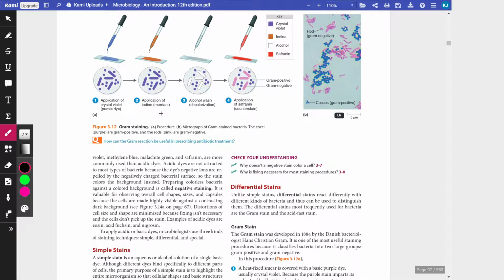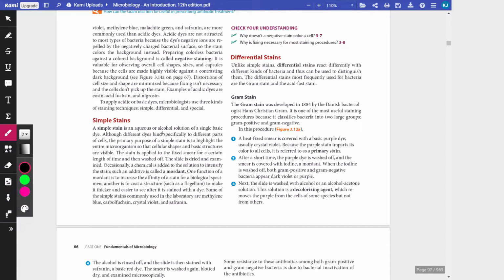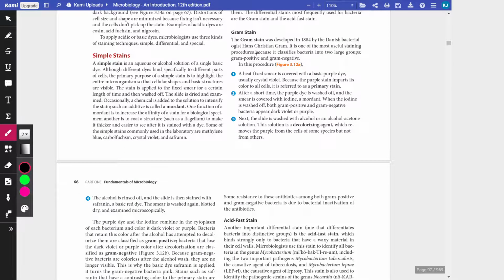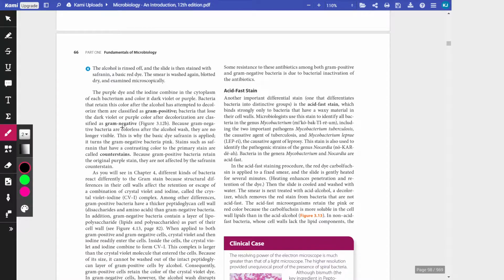So different kinds of dyes let you see which kinds of specimens are available, bacteria, antibiotics, or all kinds. Simple stains, an aqueous or alcohol solution of a single basic dye. Natural stains, mordant, gram stain, Hans Christian Gram. Hans Christian Gram is the guy who made the gram stain, okay. Dye.